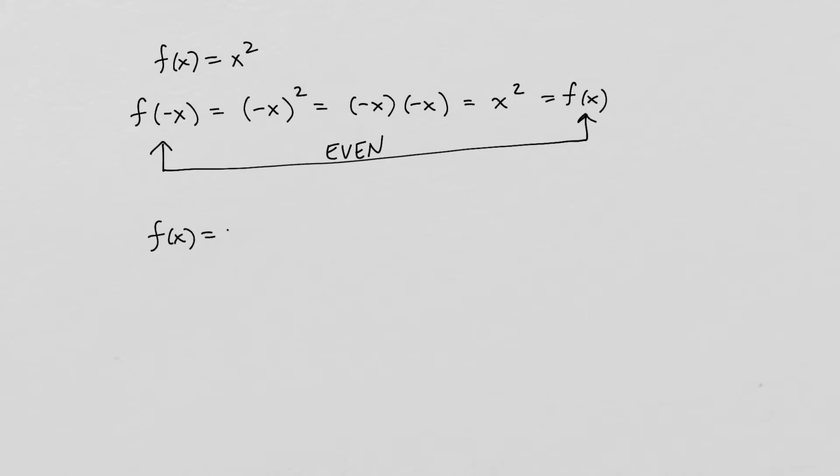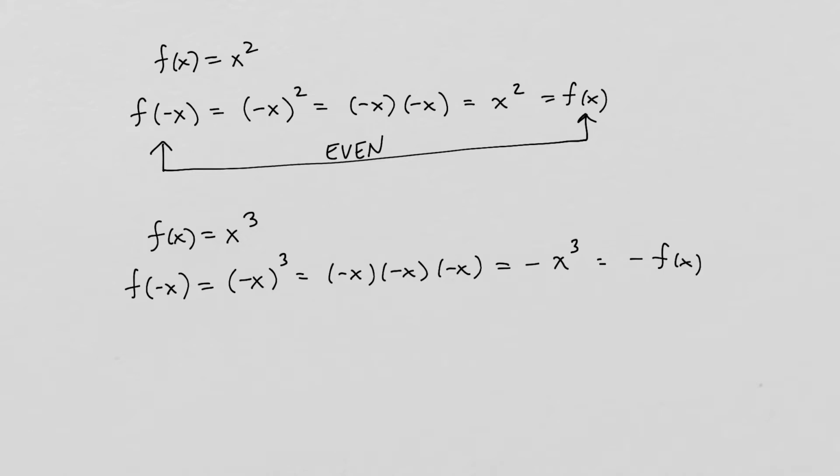For the other function, f of x equals x cubed, f of negative x is negative x to the third power, which means negative x times negative x times negative x. When you multiply three negatives, you get a negative, and x times x times x is x cubed. This is not the same as the original function. The original function was x cubed, so what we have here is negative x cubed. So that is the opposite of the original function. So in this case, f of negative x is equal to negative f of x. And that's what it means for a function to be odd. So we can algebraically test to see if a function is even or odd by simply plugging in negative x and seeing what happens.